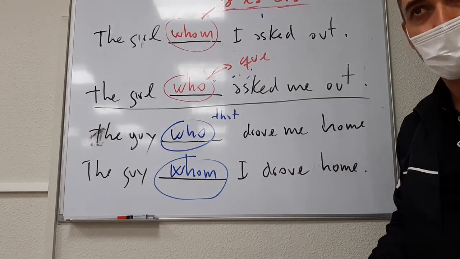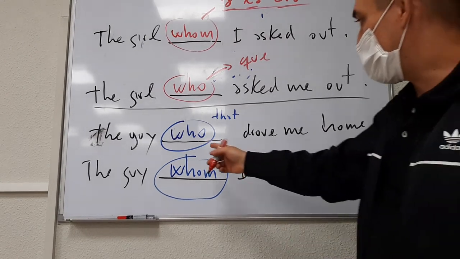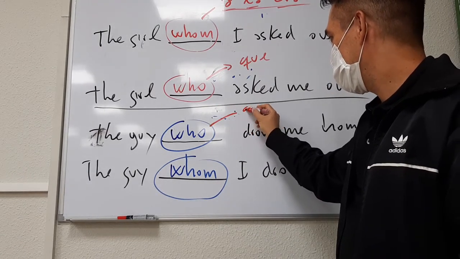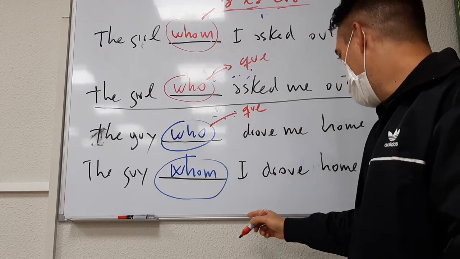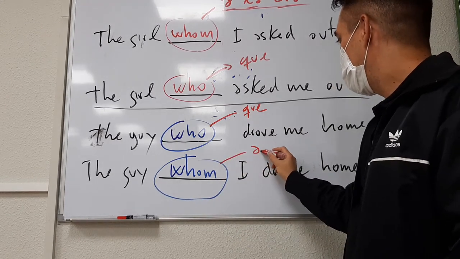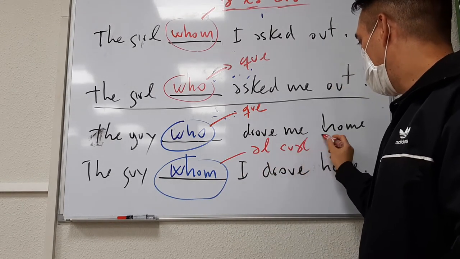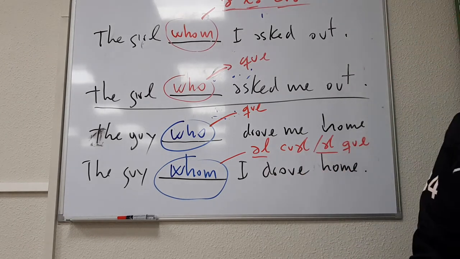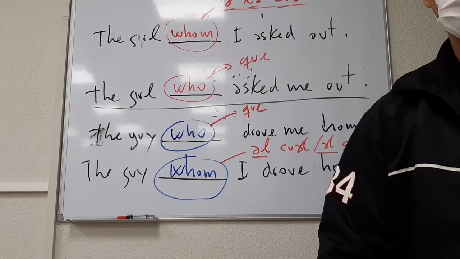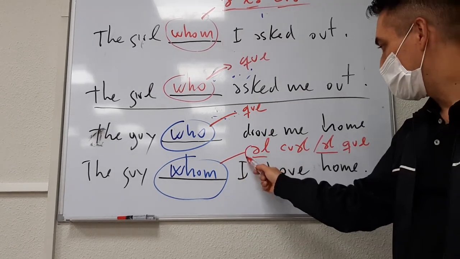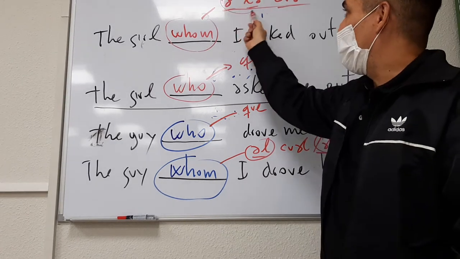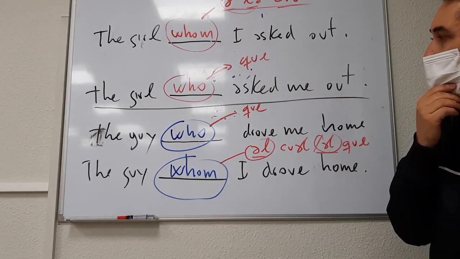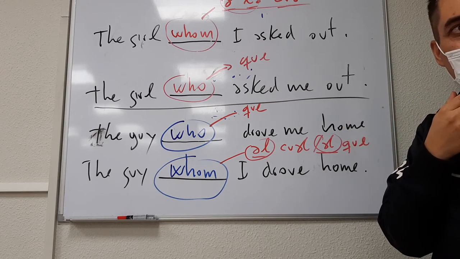No more mystery. Yeah, that is the magic trick. The guy who drove me home. Translation in Spanish? Okay. The guy whom I drove home. Al cual o al que. Yeah? You need this. Al. You see the difference? That's very easy, yeah? Al o a la. All right. Yeah, I think that's the trick. We don't need to complicate it more, yeah?